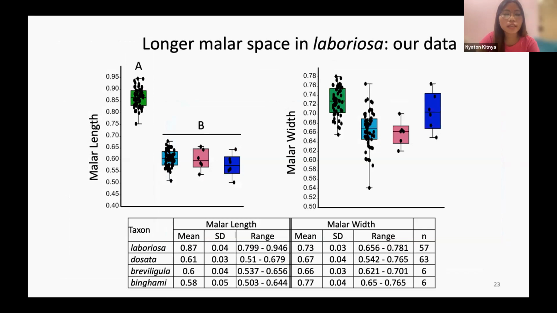And this particular character, the malar length, does not separate out the other 3 giant honeybees, that is Dorsata, Binghami, and Breviligula. At the same time, the malar width does not separate the 4 giant honeybees, and this character does not seem to be a good character to distinguish the 4 giant honeybees. Also, the tables represent the sample size, the mean, the SD value and the range.